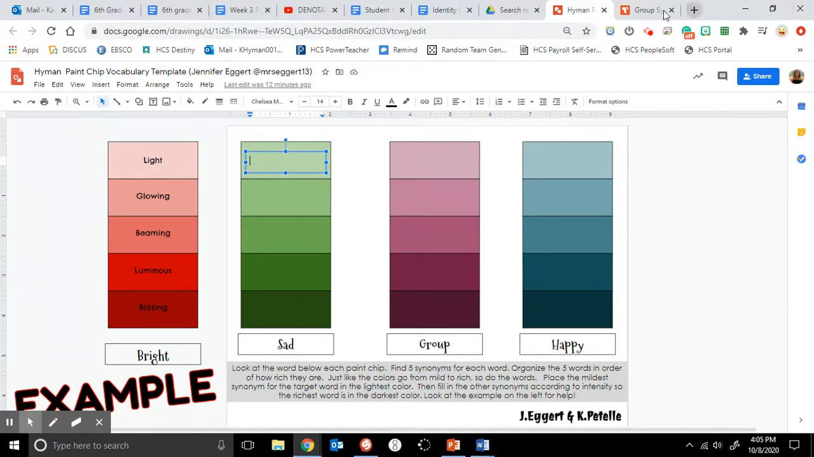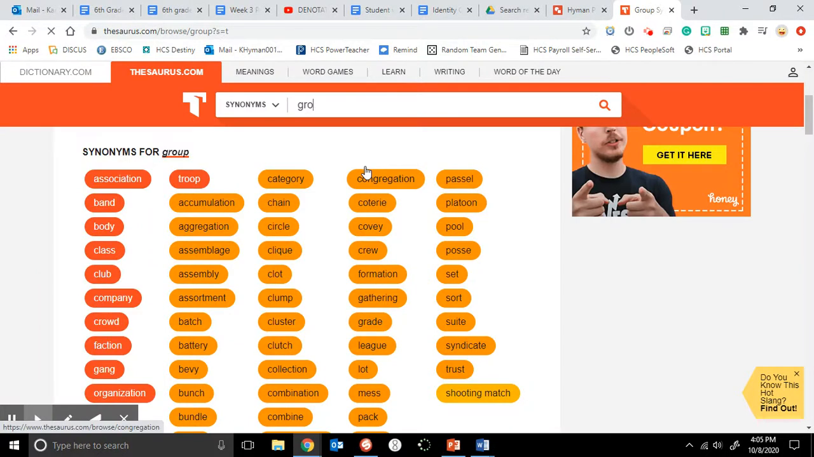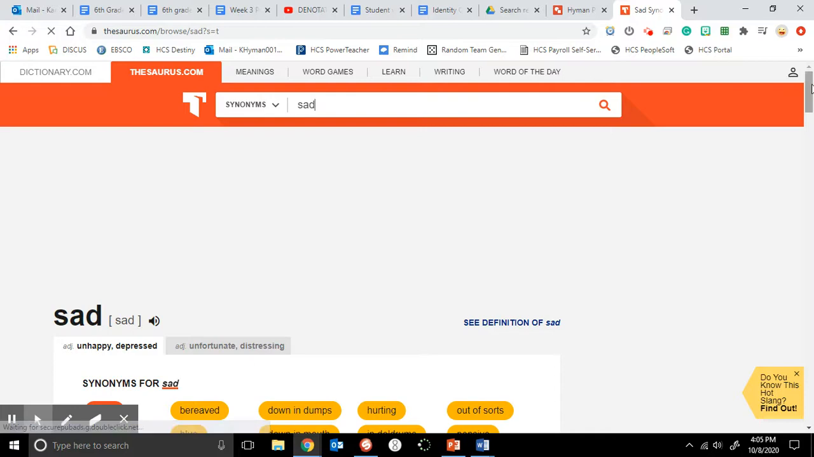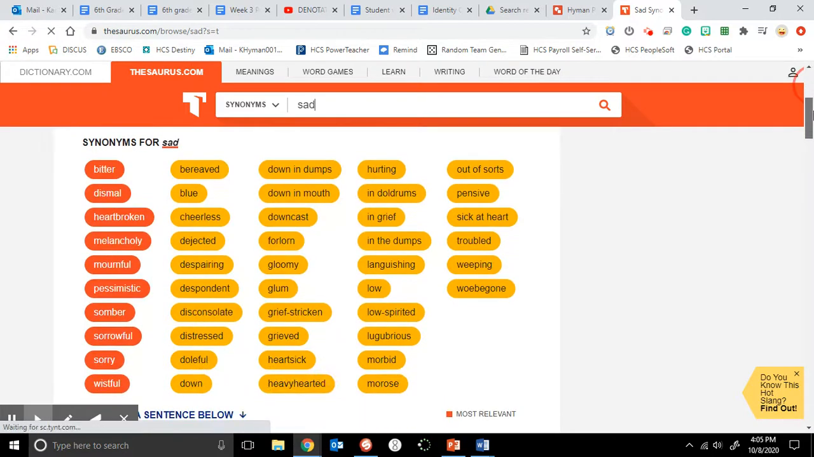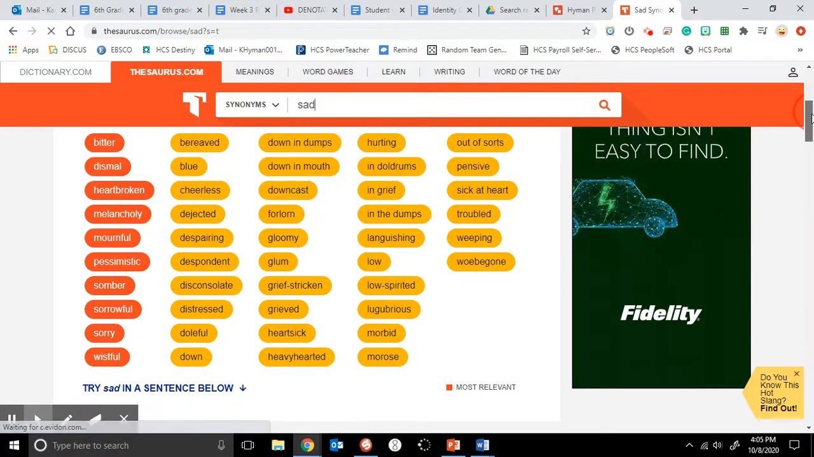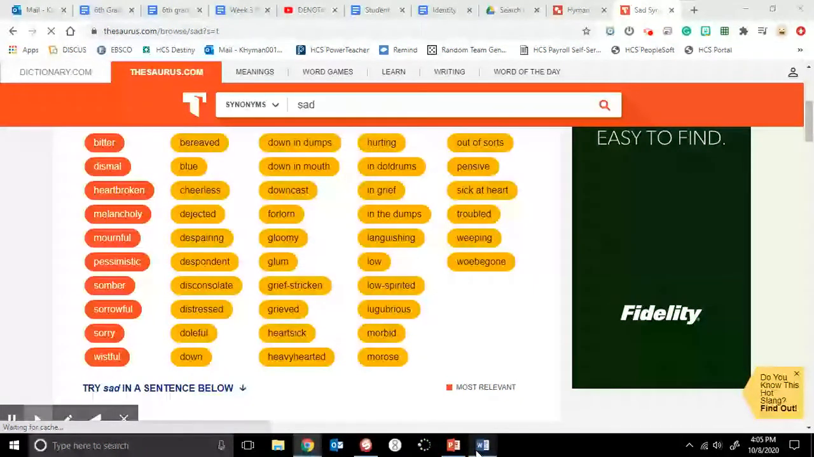So I'm going to go to thesaurus and I'm going to look up this word, sad. I'm just going to choose 5 words, any of the 5 that I know. I want you to pick ones that you've heard before. So I chose hurting, sorrowful, down, blue, and melancholy. So right now I'm going to show you my 5 words.